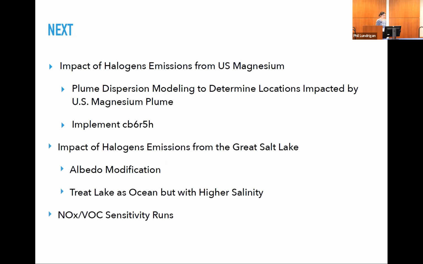Moving forward, we're going to keep looking at the halogen emissions. We're going to do plume dispersion modeling to see how well the model is actually replicating the plume transport. Then at some point implement CP6R5H. And from that, we're going to move on to looking at the Great Salt Lake and how it impacts ozone formation.